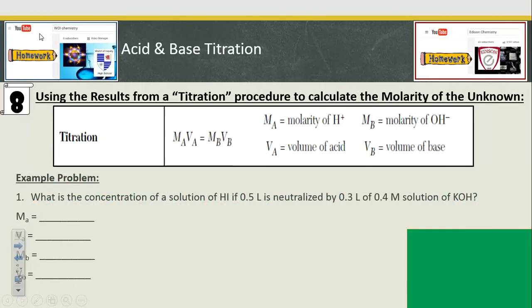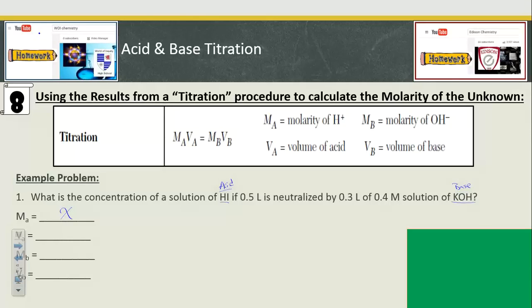What is the concentration of a solution of HI, that's an acid, because it's got H at the beginning of its formula, neutralized by KOH, that's a base. Okay, so we find out our molarities, volumes, as we go. So the concentration of a solution of acid. So what is the concentration of the acid? We don't know that. So we're going to put our X in for M, molarity, concentration, acid.